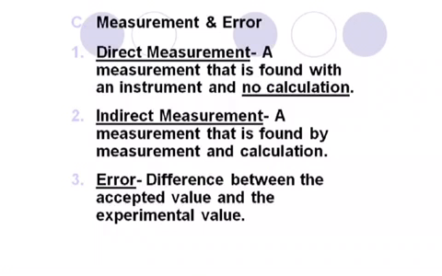So measurement and error are the last things we're going to talk about. So a direct measurement is a measurement that is found with an instrument and no calculation. So if you take an object and you put it on a scale to find the mass, that number is the mass. That's a direct measurement. The second type of measurement is an indirect measurement, and that's a measurement that is found by calculation and the measurement.